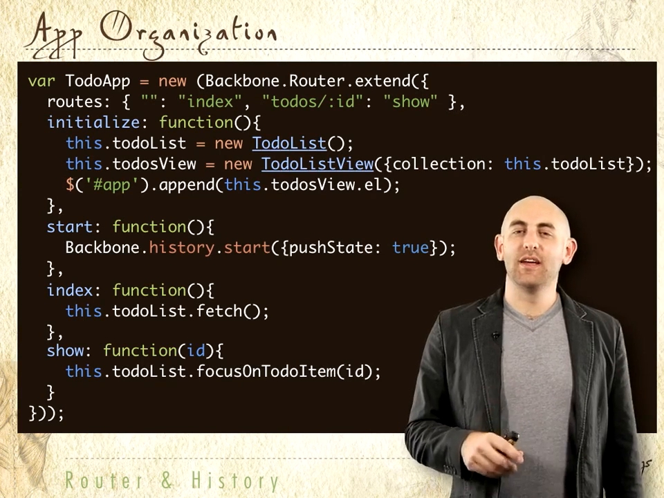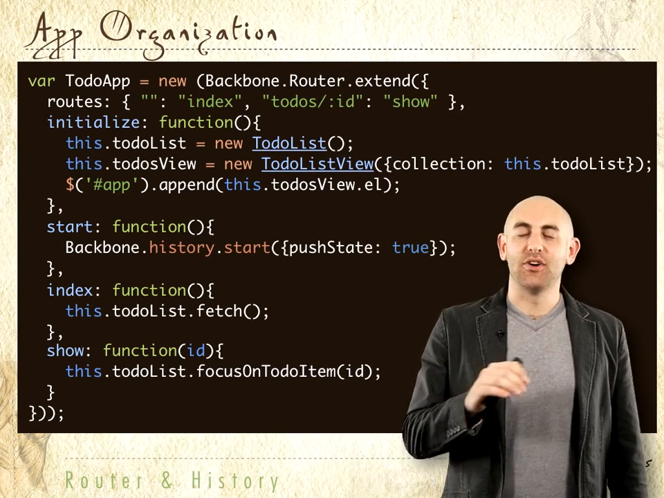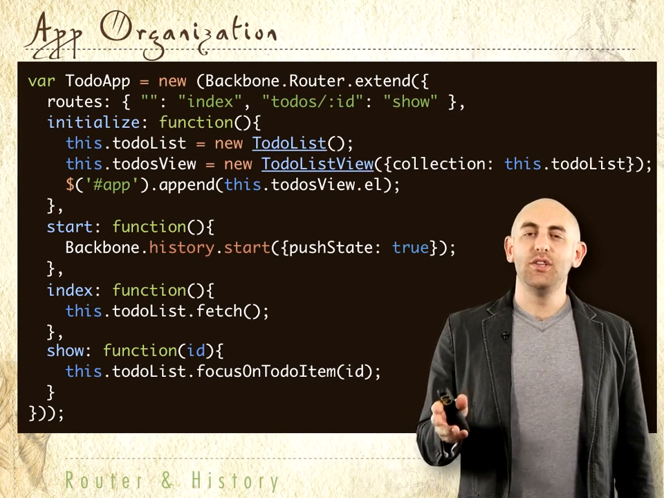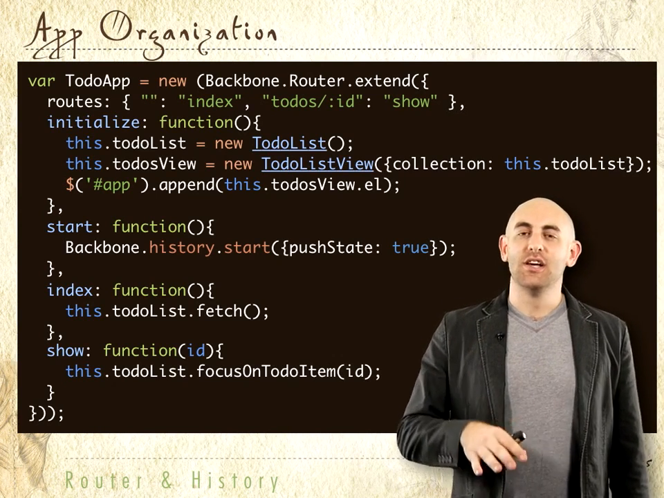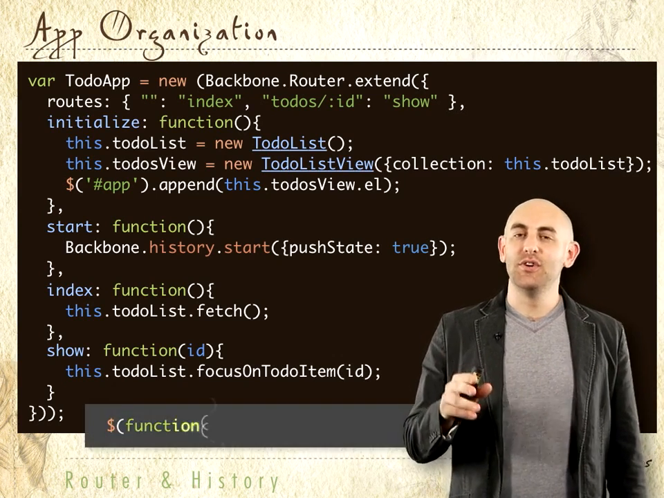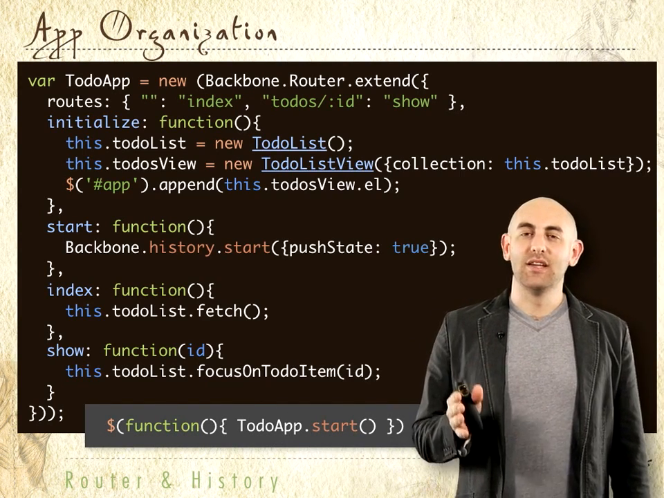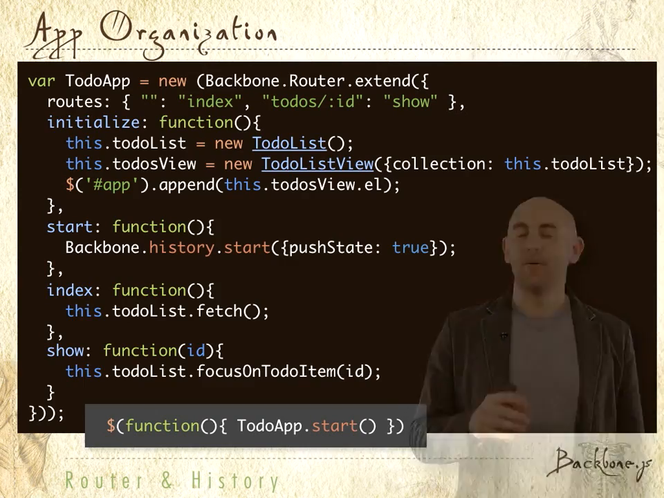The really neat thing about using our router to organize our code this way is when our page first loads, we can use the jQuery ready function, and all we have to do is call TodoApp.start, and that'll start our whole app, and everything will be initialized and we'll be good to go.